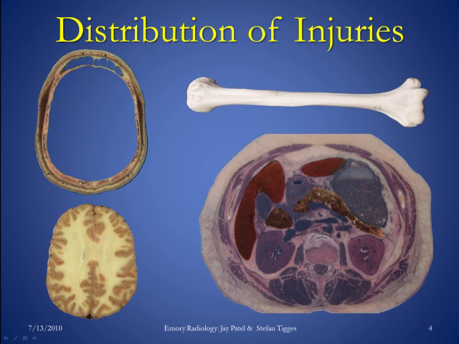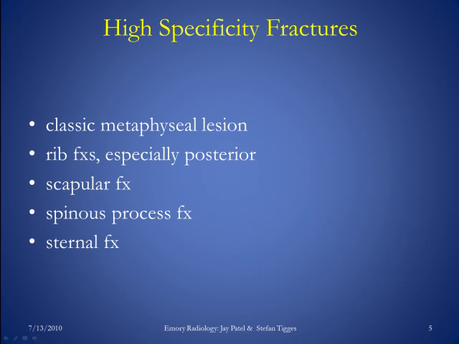The distribution of injuries we'll be talking about today will span the spectrum of neuroradiology, skeletal radiology, and abdominal radiology. So today we'll be looking at some head CTs, some skull films, some skeletal films of the long bones and appendicular skeleton, and also some abdominal CTs.